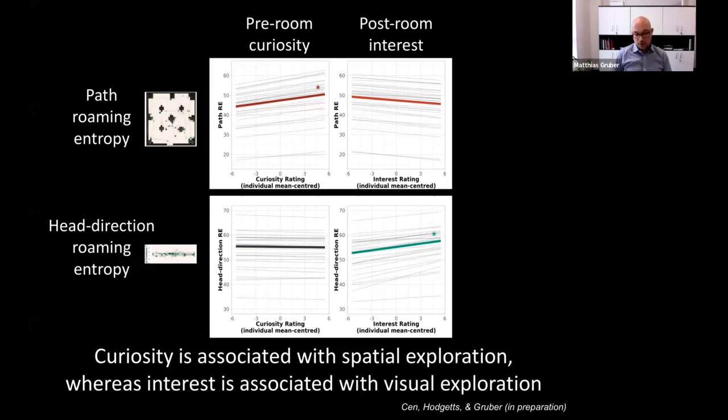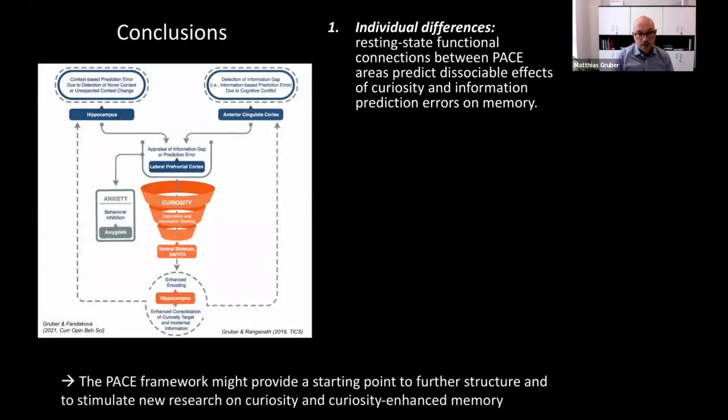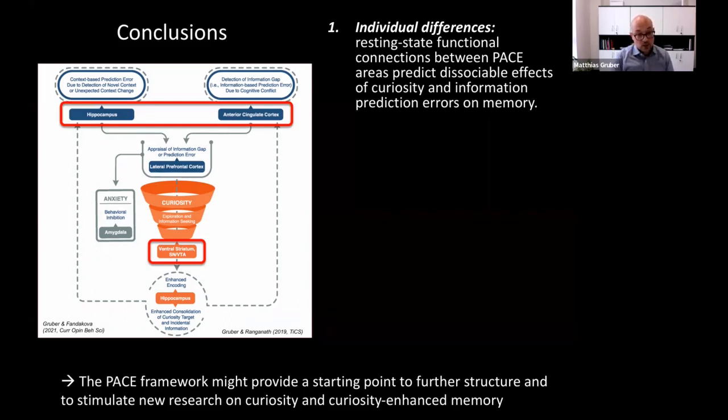So it seems that curiosity is associated more with spatial exploration, whereas interest in something is associated more with visual exploration. So to quickly sum up my talk, I showed you first a data set about individual differences, where we found that resting state functional connections between specific PACE areas predict associable effects of curiosity and information prediction errors on memory. This was related to the dopaminergic circuit, key areas related to curiosity-related memory enhancement, and the hippocampus-ACC connection was related to these IPE-related memory effects.